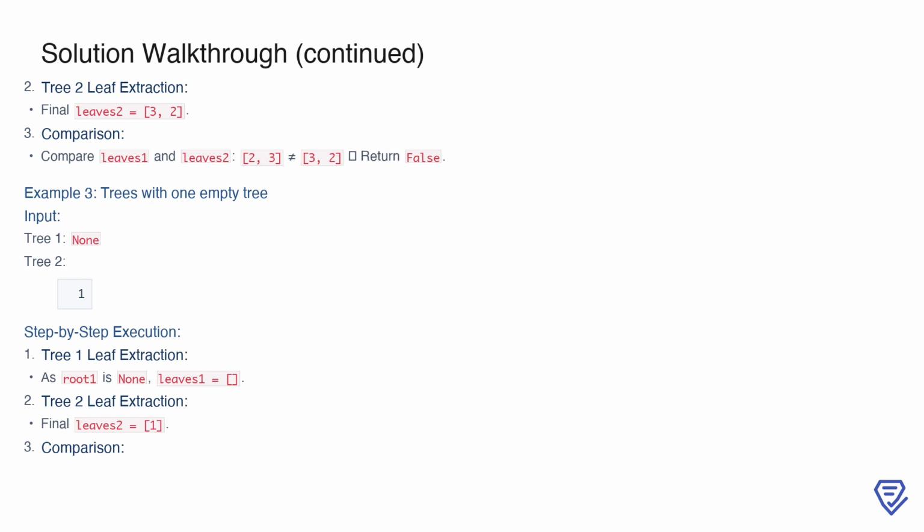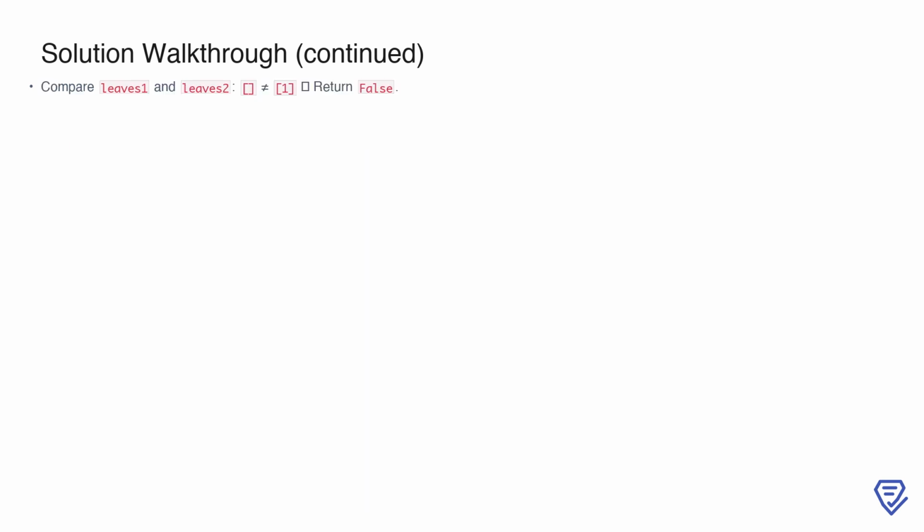For tree 1, since there's no root node, the leaf sequence is simply an empty list. For tree 2, the single node is also a leaf, so the leaf sequence is 1. Comparing these sequences, an empty list is not equal to 1, so the result is false. This example highlights that if one tree is empty, the trees cannot be leaf similar.